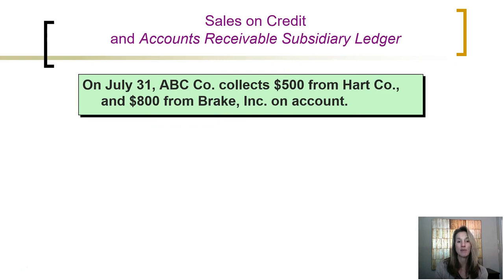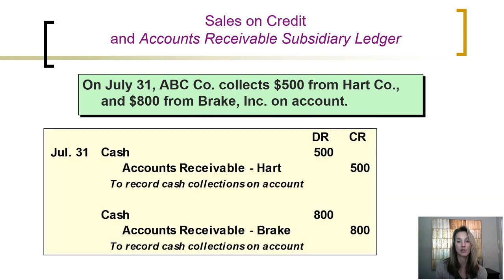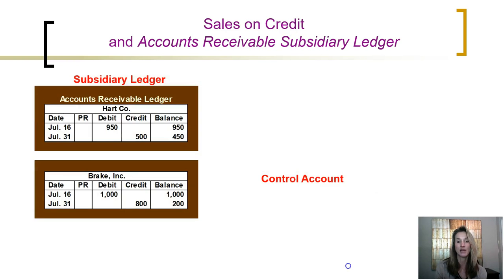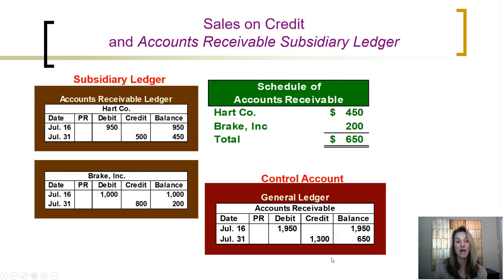When we receive a payment from a customer, we not only update the general ledger controlling account, but we also update the subsidiary ledger as well. So if ABC collects $500 from Hart and $800 from Break on their account, we are going to debit cash and credit accounts receivable. In the general ledger, we will be decreasing accounts receivable controlling account by $1,300. And at the same time, we also need to update the customer accounts in the subsidiary ledger.